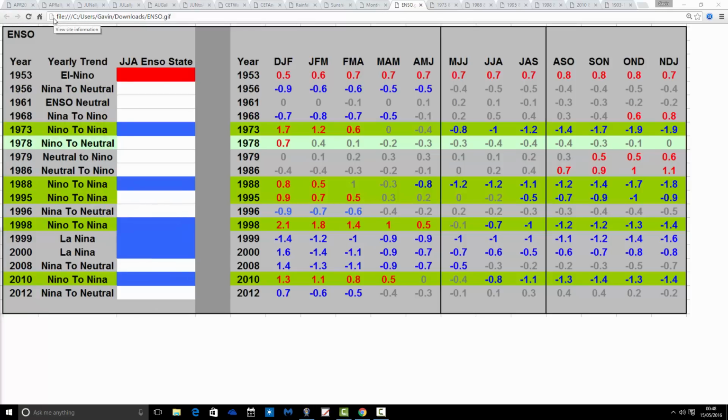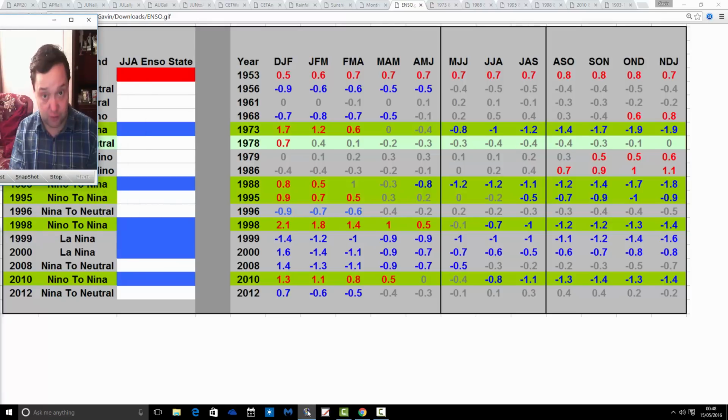So out of these 17 years that had all of this blocking over the pole in April, and presumably many of them followed by cool summer conditions, how many of them were Nino to Nina years? I thought it'd be interesting to have a look at that.